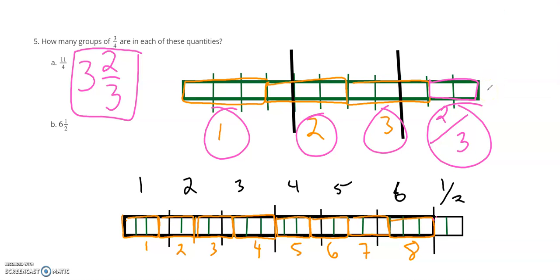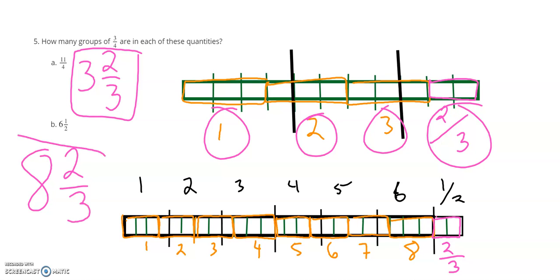is 2 pieces, just like in the first one. 2 pieces out of 3 pieces. If 3/4 is a whole group, then 2/4 is 2/3 of the group. So we have 1, 2, 3, 4, 5, 6, 7, 8. 8 2/3 of a group, or 8 2/3 groups of 3/4 are in 6 1/2.